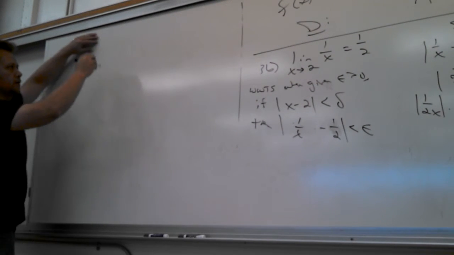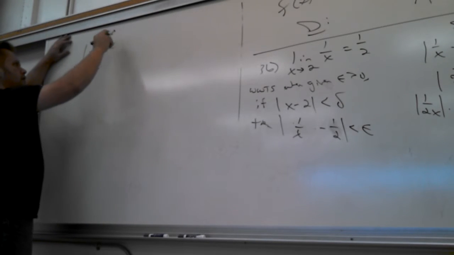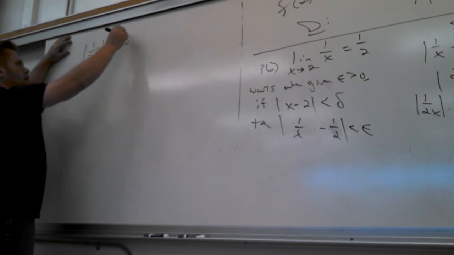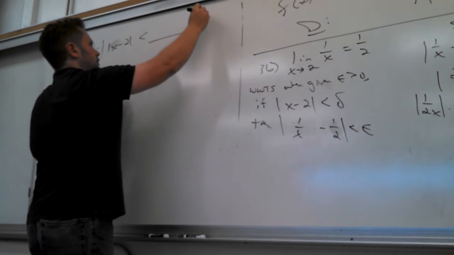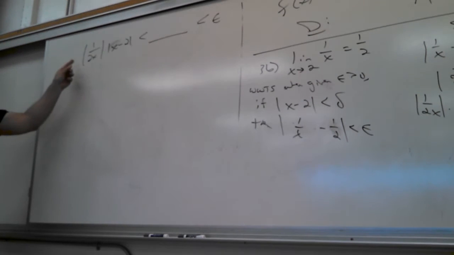But real quick, I want to be able to say that this is less than something, which I can then set less than epsilon. And then my inequality is still good. It still holds.